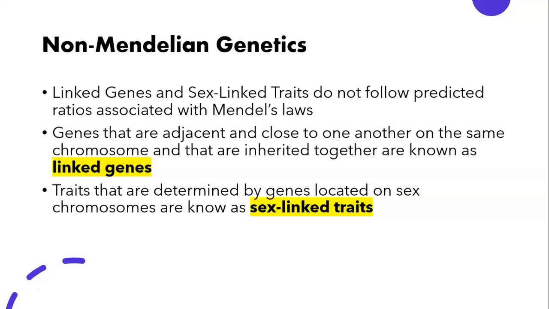And so genes that are adjacent and close to one another on the same chromosome and that are inherited together are known as linked genes. Traits that are determined by genes located on sex chromosomes are going to be known as sex-linked traits. And so we are going to talk about linked genes today and sex-linked traits.